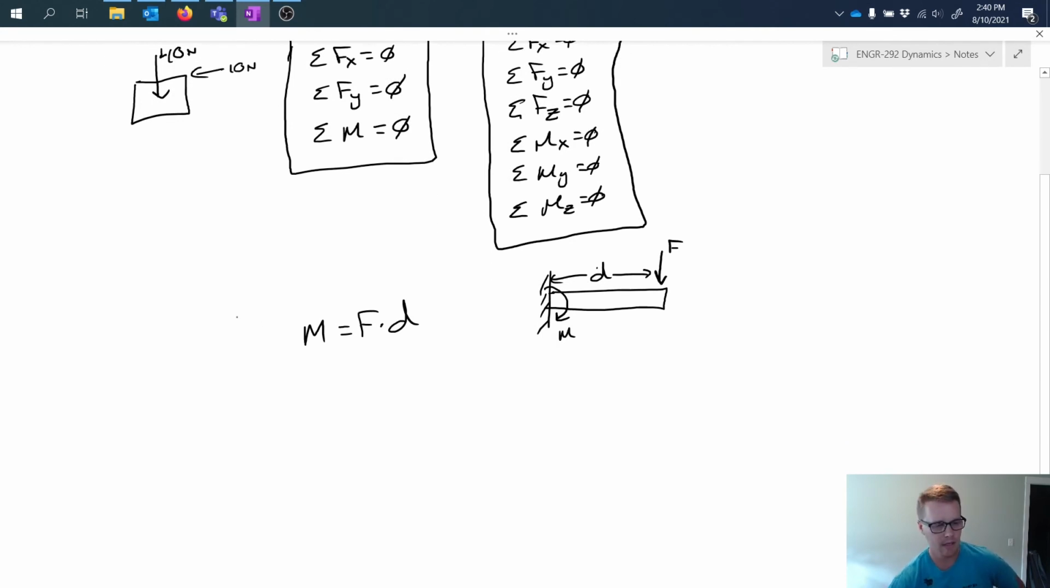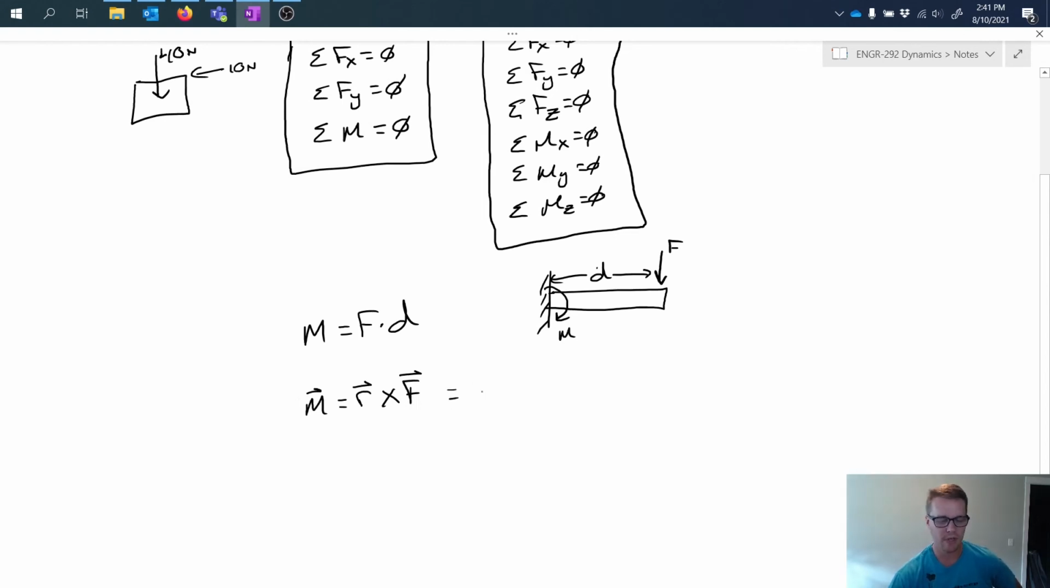More generically, I might write my moment as a vector quantity, which it is, a rotation vector in this case, equal to a position vector crossed with a force vector. And this is more generic in that it doesn't presume orientation of my force and my distance. When I made this simplification of moment equals force times distance, that is only true if this distance d is perpendicular to the direction of action of my force vector F. So this vectorized version of the equation is a little bit more generic.